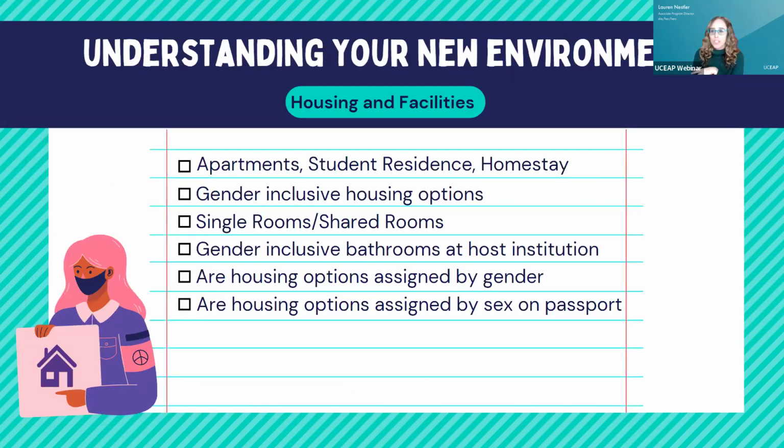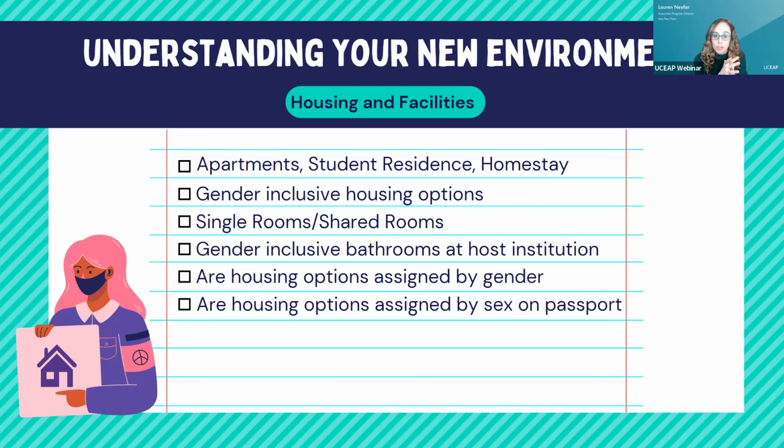I'm now going to move on to some advice and things that you'll want to consider as you select your program and as you start doing your research. Some of these things you can research on your own, and some of them you will want to reach out to your study abroad advisors to help get more information. So let's start with housing and facilities.